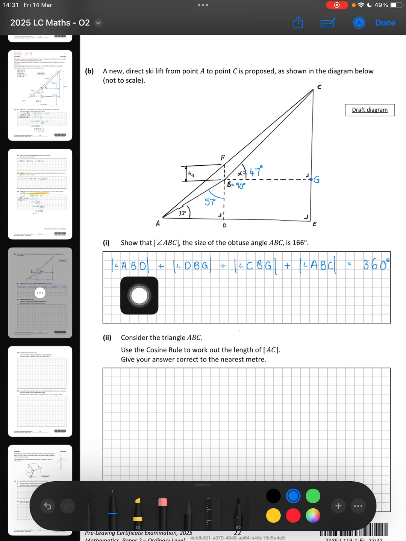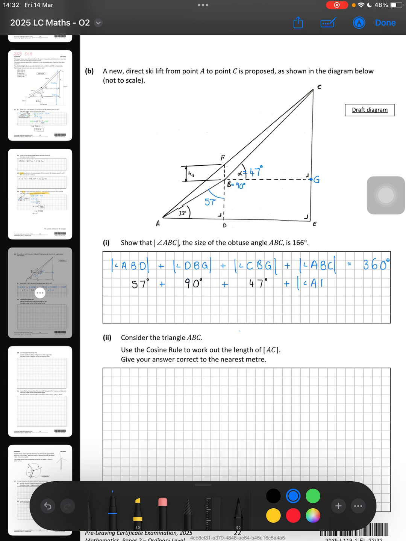Okay, so of these, what do I know? So from A to B to D, it's 57. Okay, so that's 57 degrees. Plus from D to B to G is 90 degrees. Plus C to B to G is 47 degrees. Plus, and then this is the unknown I'm trying to find.